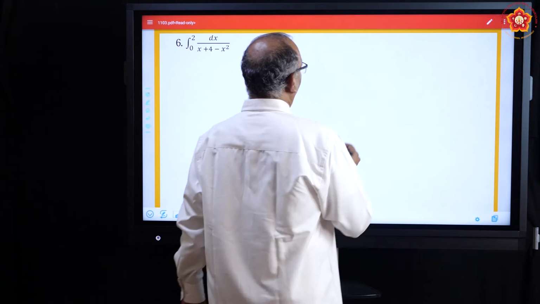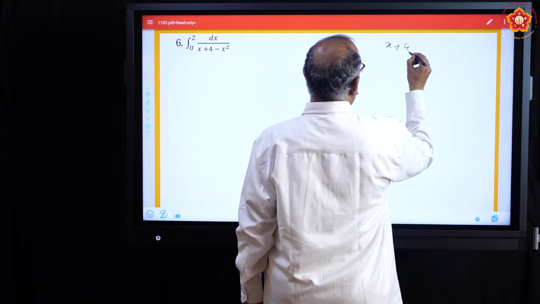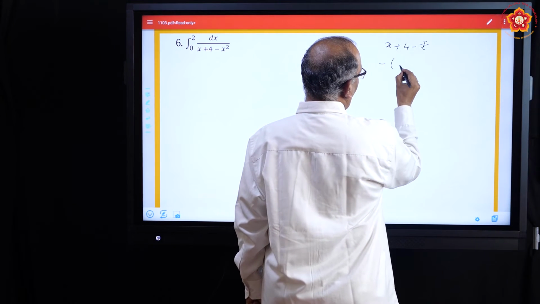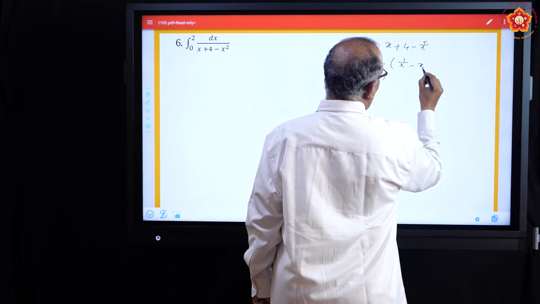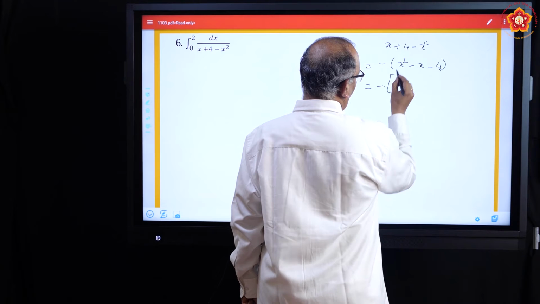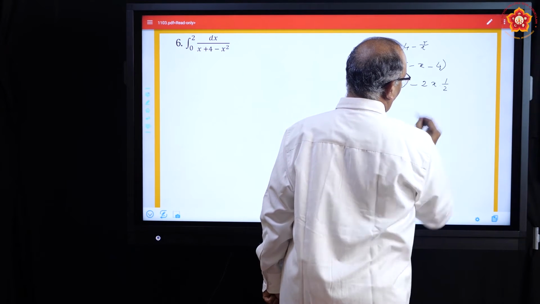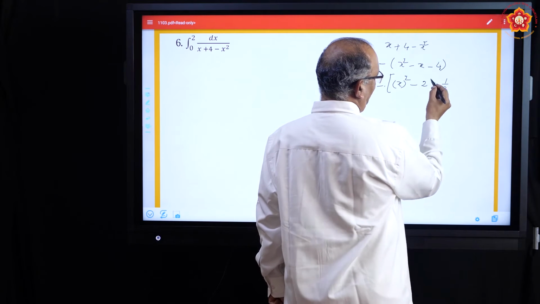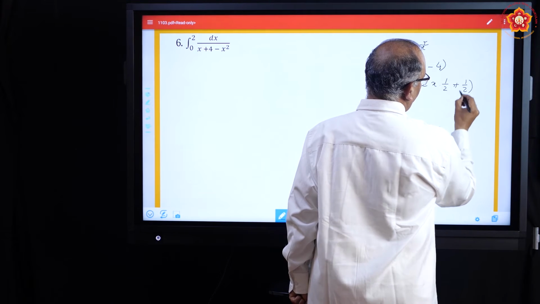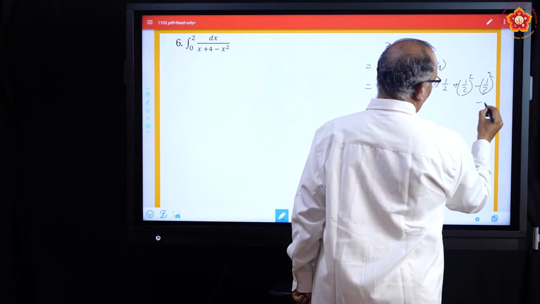Take it separately. We have x plus 4 minus x square. This is the given function. So what you do, take negative sign common. You can write it as x square minus x minus 4. This can be written as x square minus 2 into x into 1 by 2, so that it will become a square minus 2ab. 2 and 2 cancel, it is x square minus 2ab plus b square, minus b square, because we are adding, we have to subtract, and then minus 4.